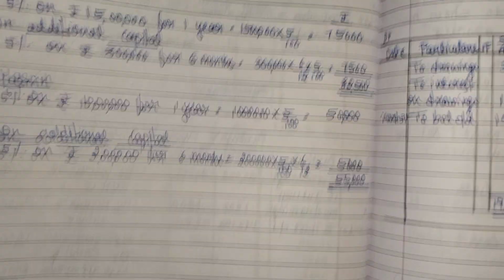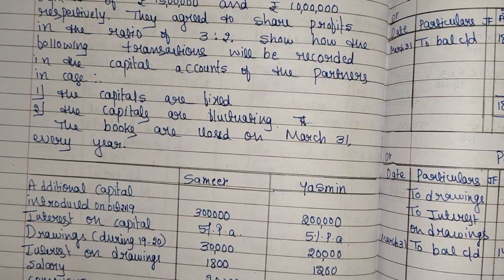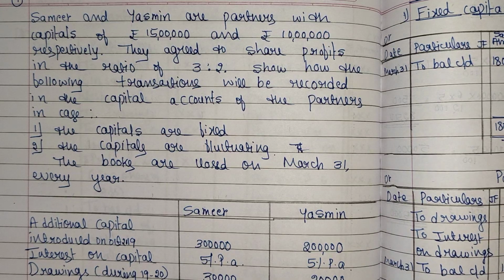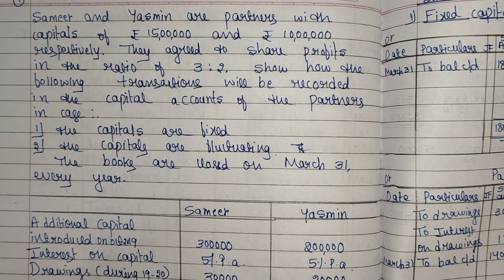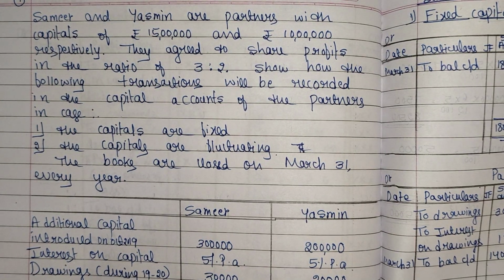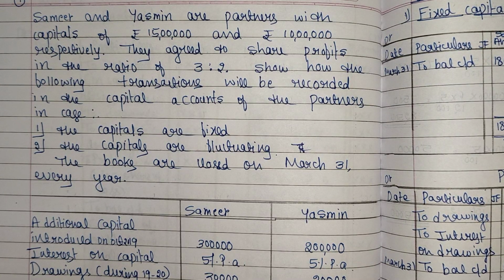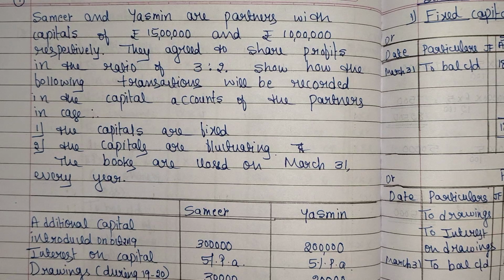Clear? So I hope this problem is clear to you all. In this way, we need to prepare the accounts under the fixed and fluctuating capital methods. Clear? So before solving this problem, please watch my previous class, in which I have clearly explained what the fixed capital method and fluctuating capital method are. Then it's easy to solve this problem.